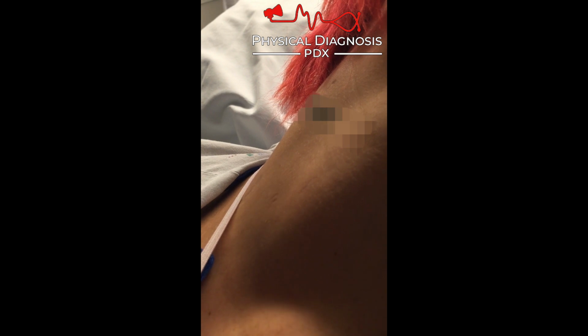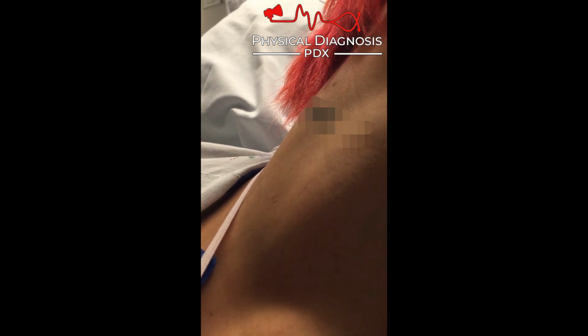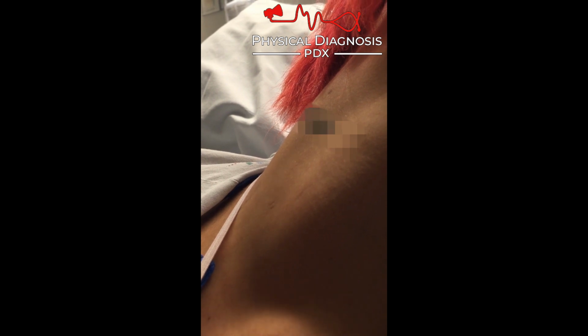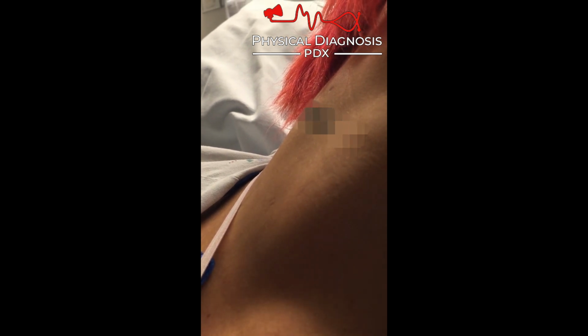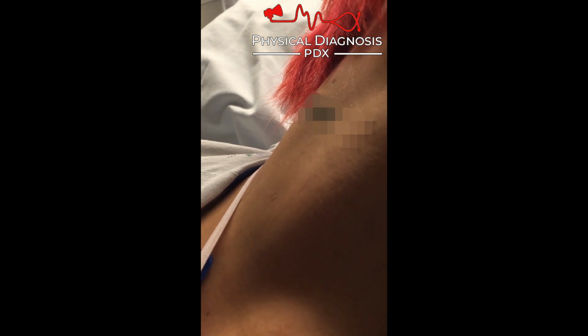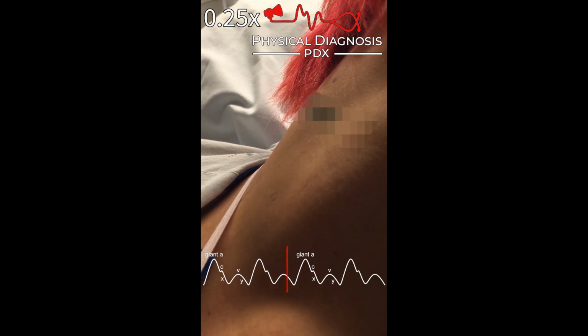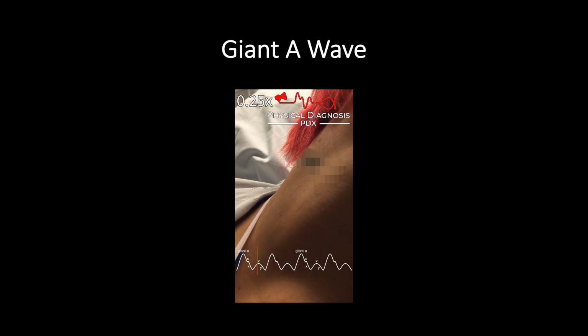Here is the next video. Take a few moments to watch. Now study the annotated video. Demonstrated in the video is a giant A wave, which can be seen in conditions in which there is resistance to right ventricular filling. This patient developed severe pulmonary hypertension related to methamphetamine use.